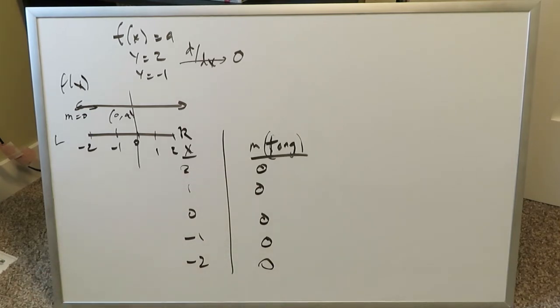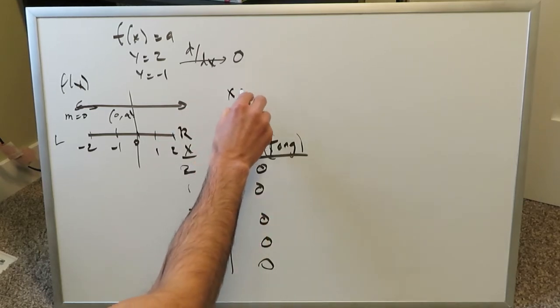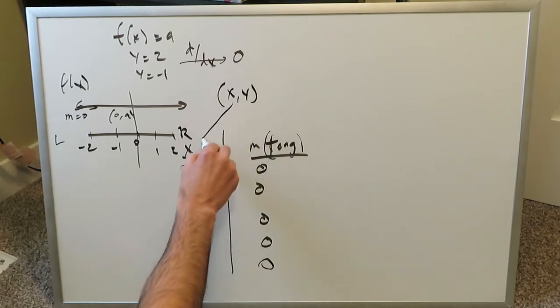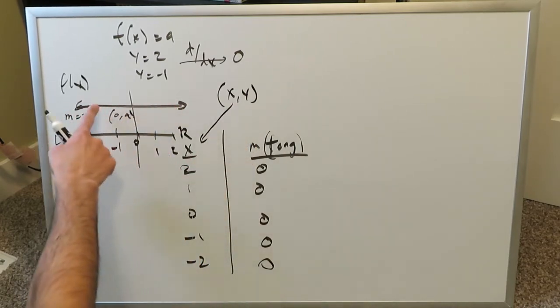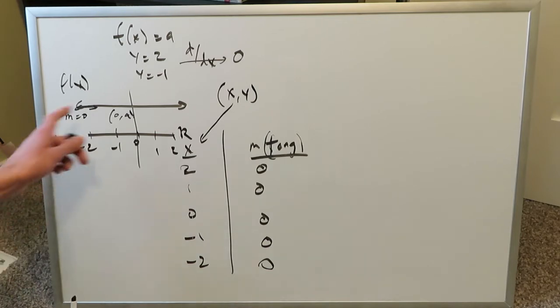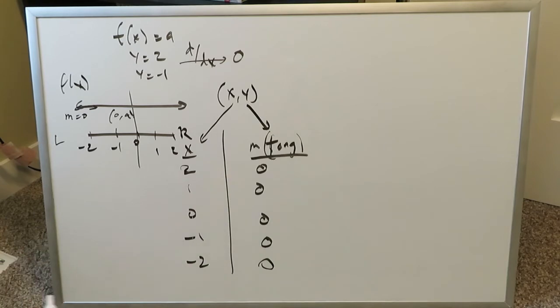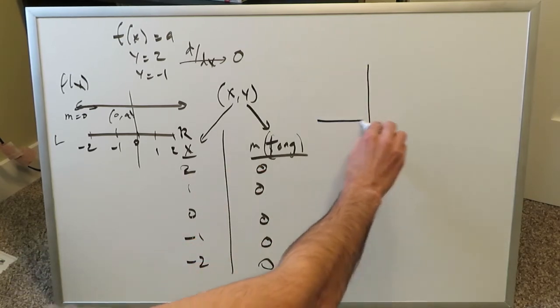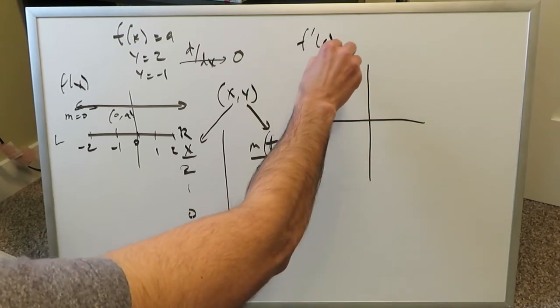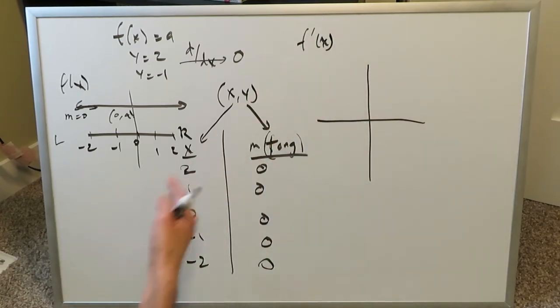Once you've developed this table of values, you now have a kind of coordinate pair. You have 2 comma 0, 1 comma 0, 0 comma 0, minus 1 comma 0, minus 2 comma 0, where the x coordinate of that pair represents the values you've chosen, from which you're determining at that specific point on your function the slope of a tangent line. The y values will represent these coordinates over here. Once you have these coordinates, you use them to generate a new graph, and that new graph tends to be the graph of the derivative of your original function, and you draw them exactly as you see it.